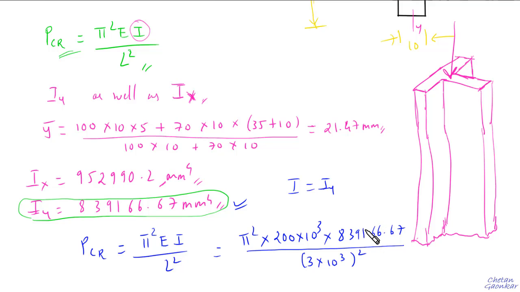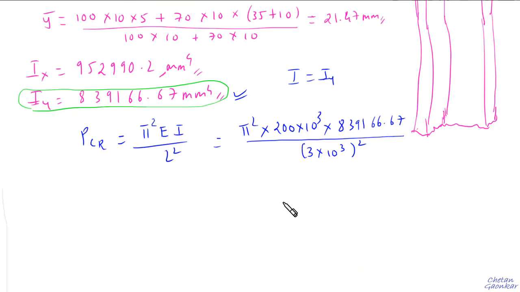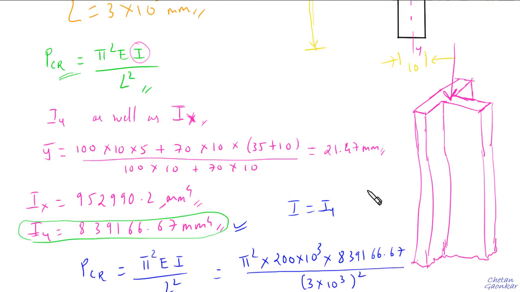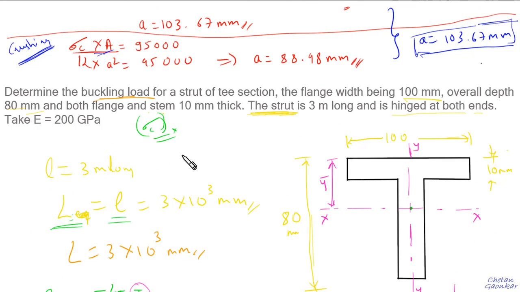Now, if one solves this expression, you will get this PCR, the critical load, as 184,049.85 Newton. So PCR will be equal to 184.05 kilo Newton. This is the critical load which we have found using only Euler's theory.